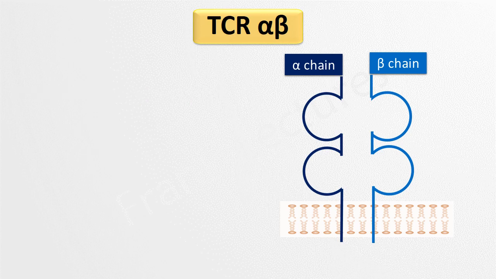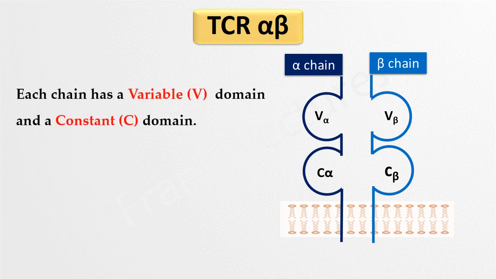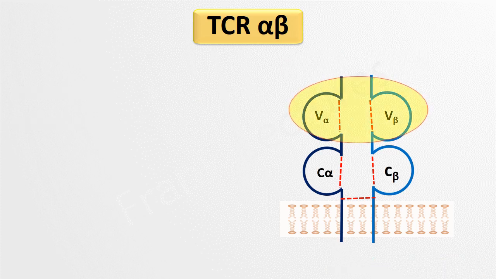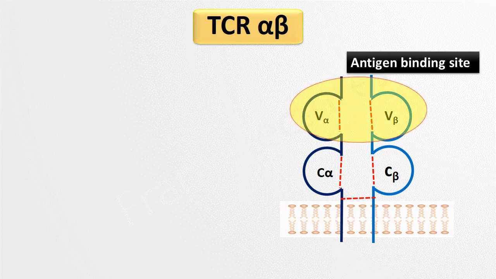The outermost domain is known as the variable domain and is represented by capital V. The other domain is known as the constant domain and is represented by capital C. Each domain is stabilized by an internal disulfide bond. The variable domains of both the alpha and beta chain together form the antigen binding site.